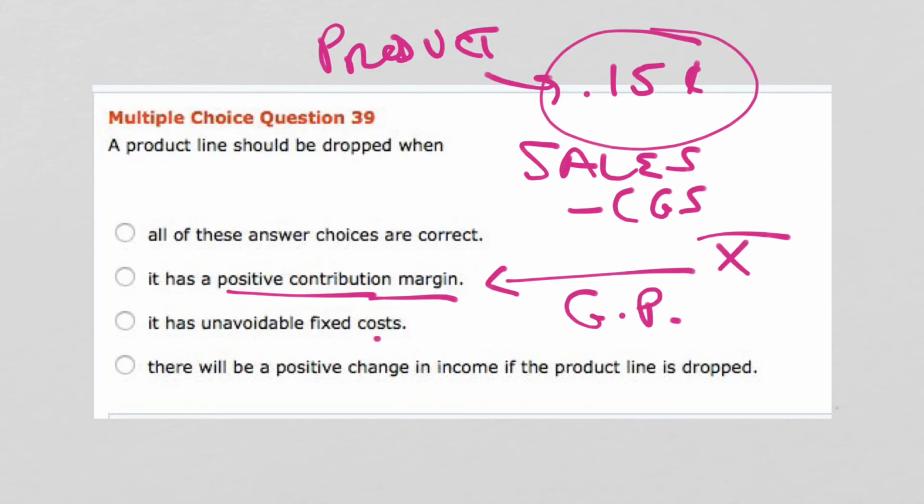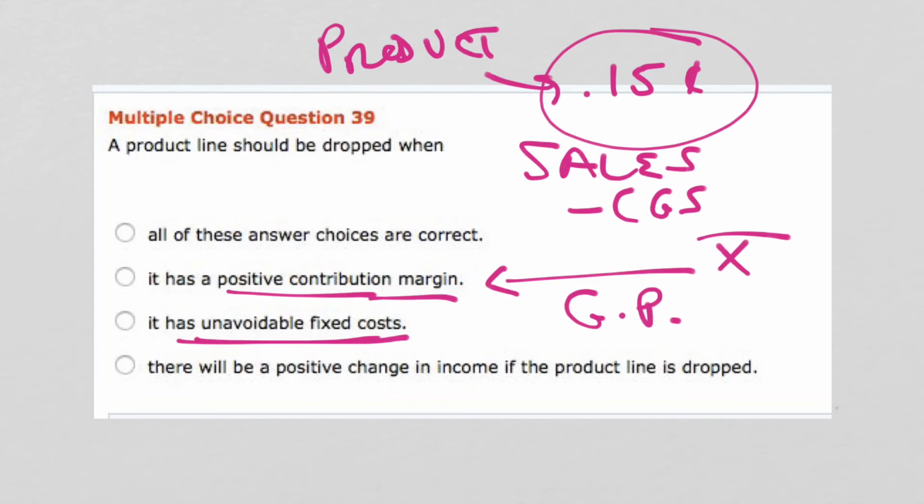What if it has unavoidable fixed costs? Well, they're unavoidable. So if they're unavoidable, they're going to be unavoidable for the other product lines as well. So that's a fixed overhead item. Nothing we can do about that. That doesn't enter into our decision process.